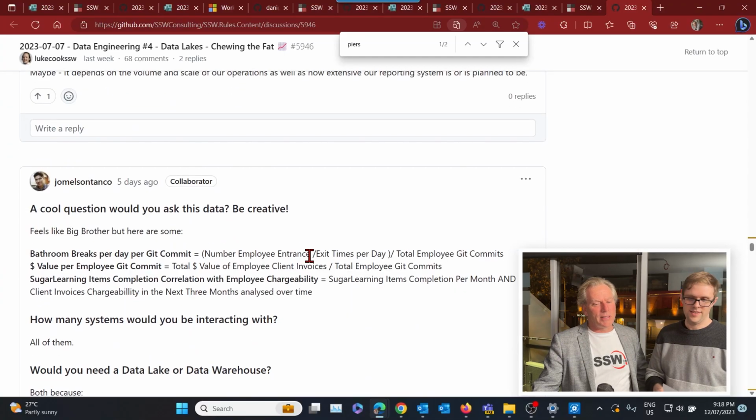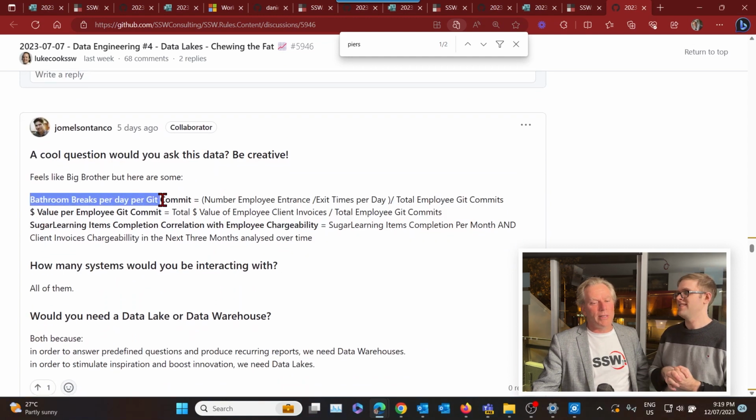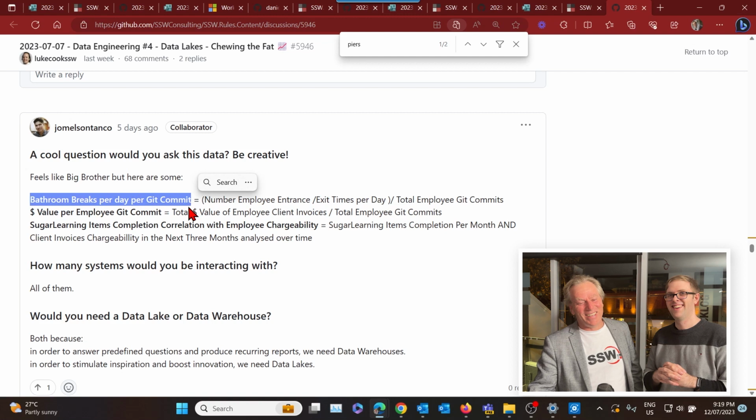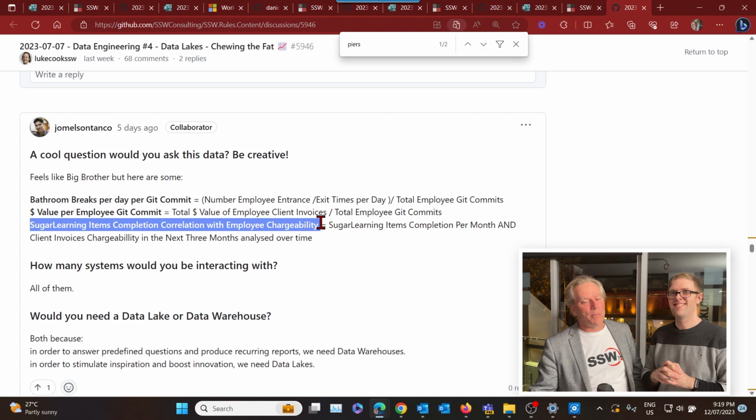Yes, look at this. Yeah, John's got an awesome comment. This is hilarious. Feels Big Brother, but look at this. Bathroom breaks per day per Git commit. So he wants to put a sensor on the toilet. I reckon he has seen your time band video. Okay. The dollar value per employee per Git commit. Okay. The sugar learning items completion correlation with employee chargeability. That's funny. Wow.